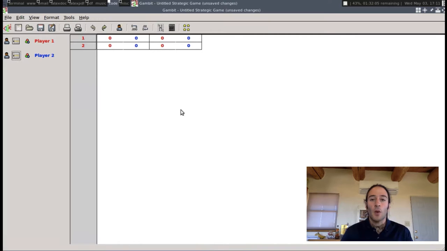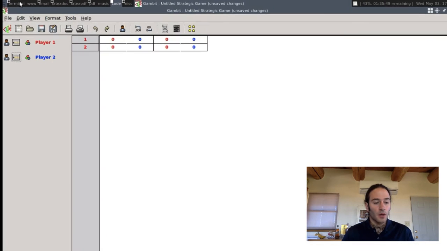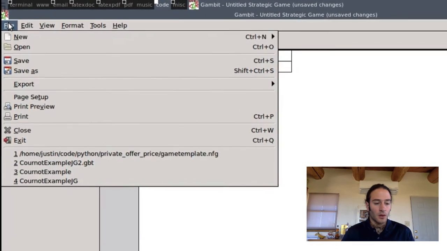So in this lesson, I want to introduce you to the open source software known as Gambit. Gambit is a software available on Windows, Mac, and Linux computers that allows you to model and solve games. So this is what happens when you open Gambit.